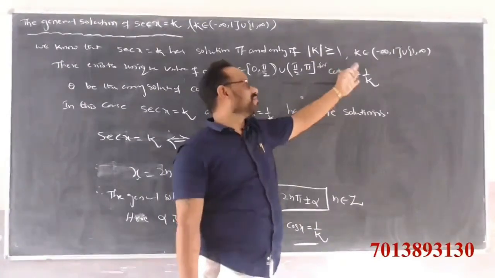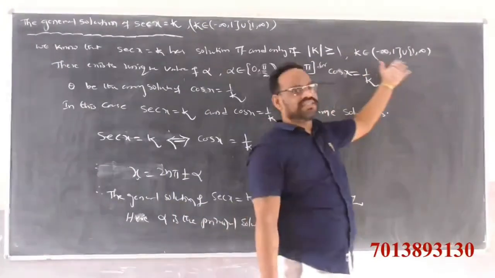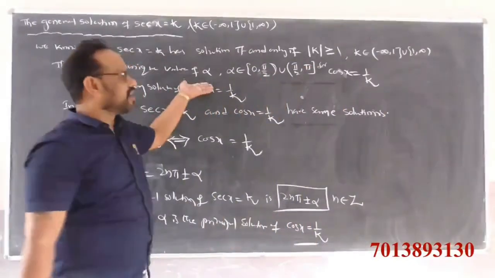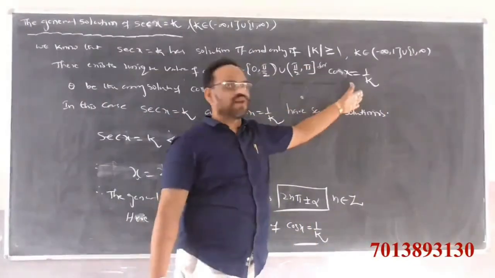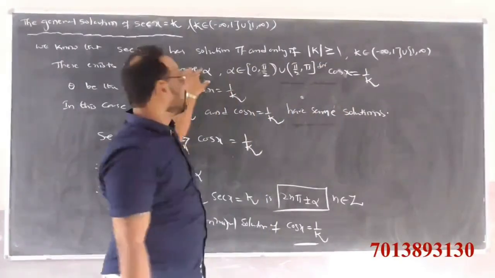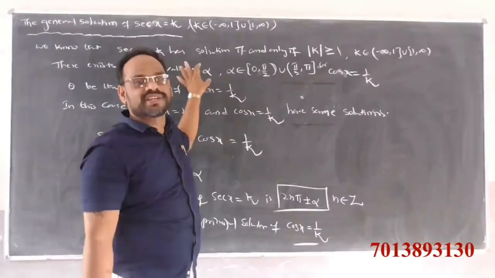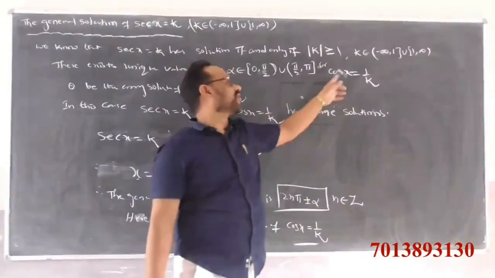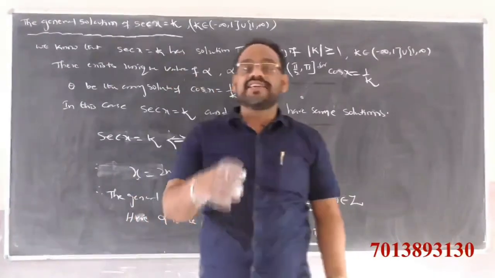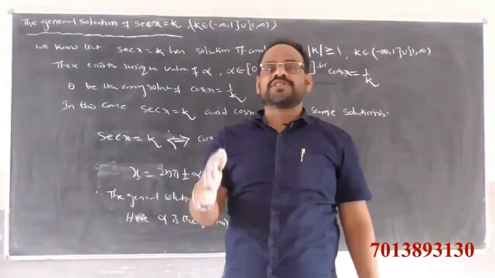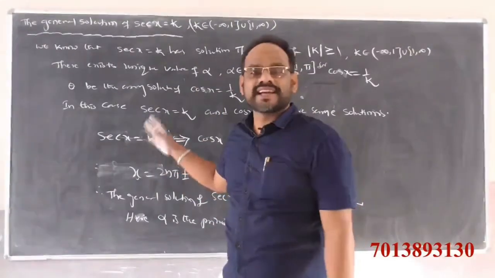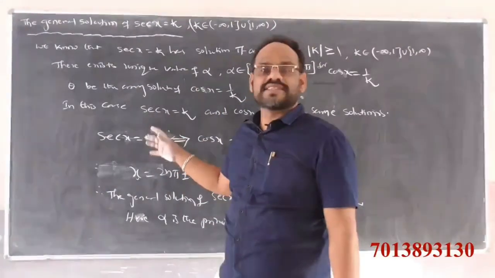So k belongs to these intervals. There is this unique value of alpha satisfying cos x equals 1 by k. This alpha is called the principal solution of cos x equals 1 by k. In this situation, secant x equals k is the same as cos x equals 1 by k.